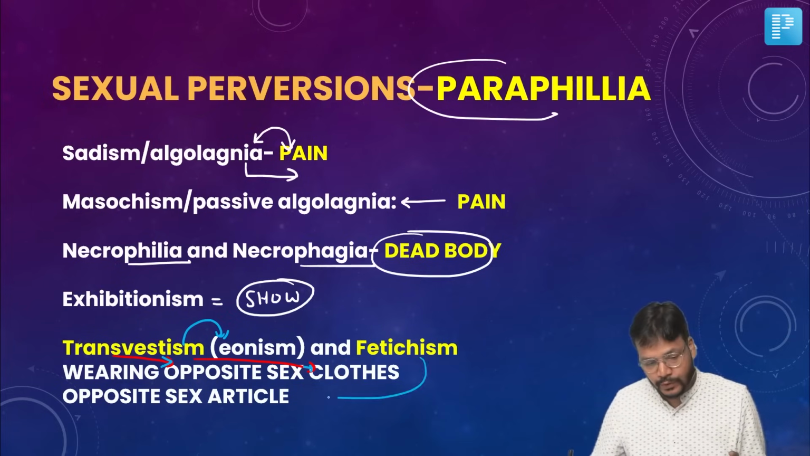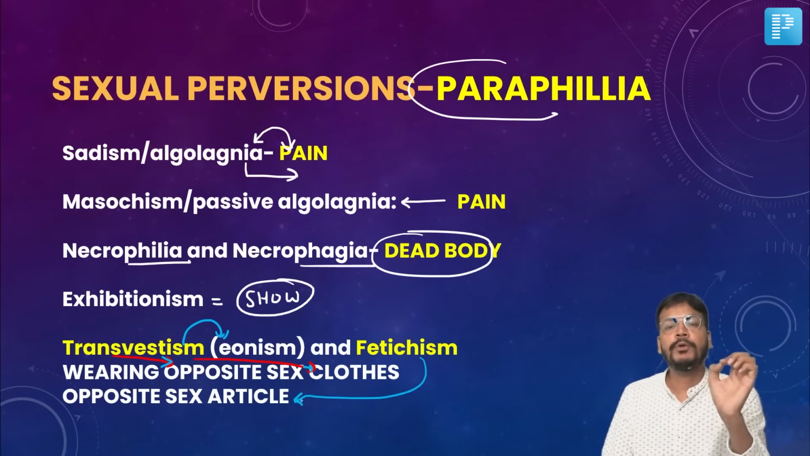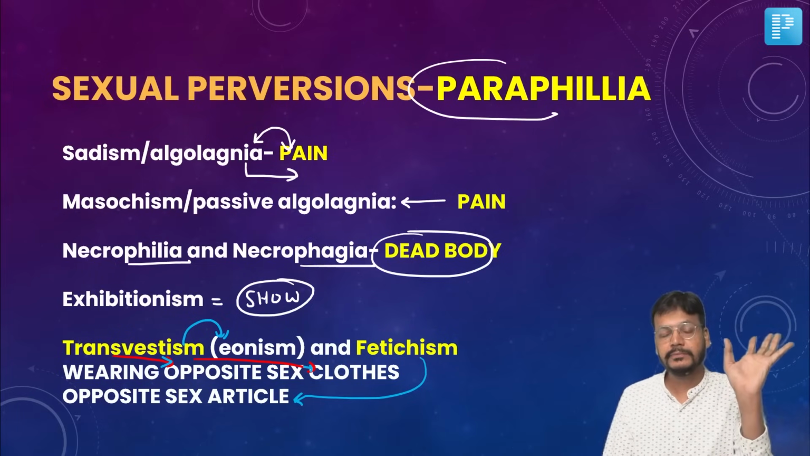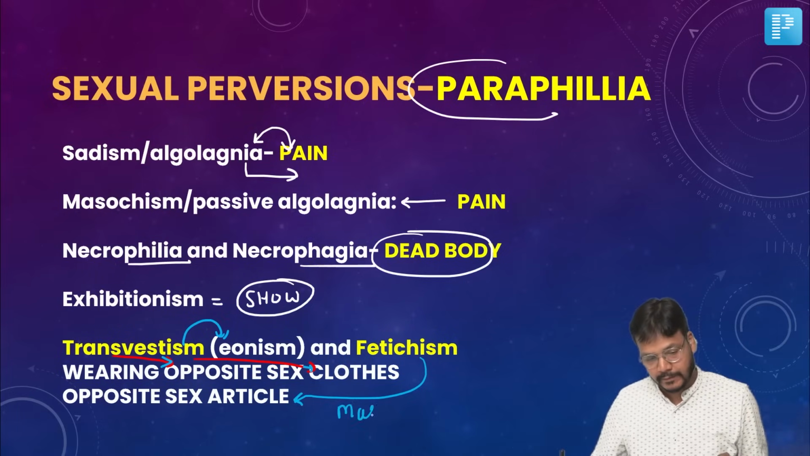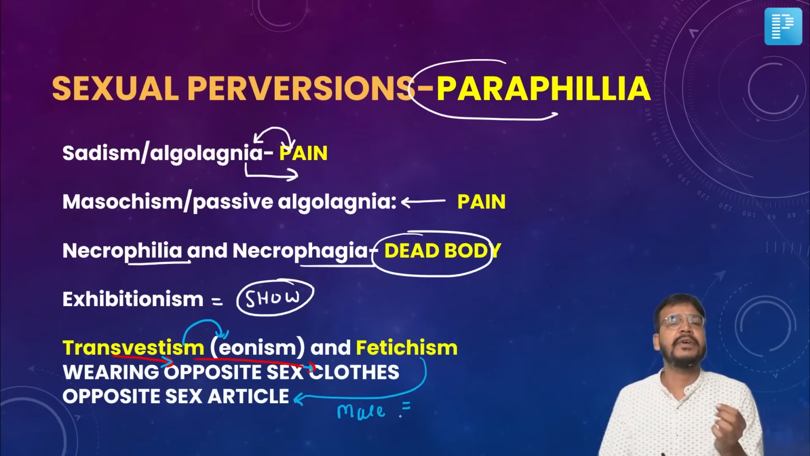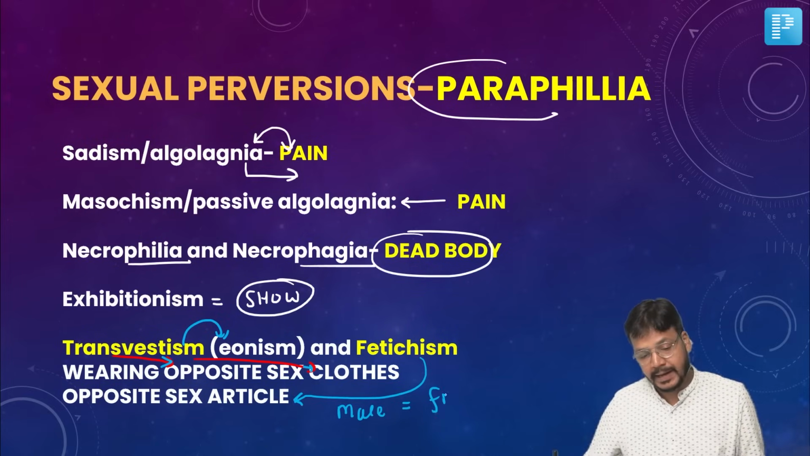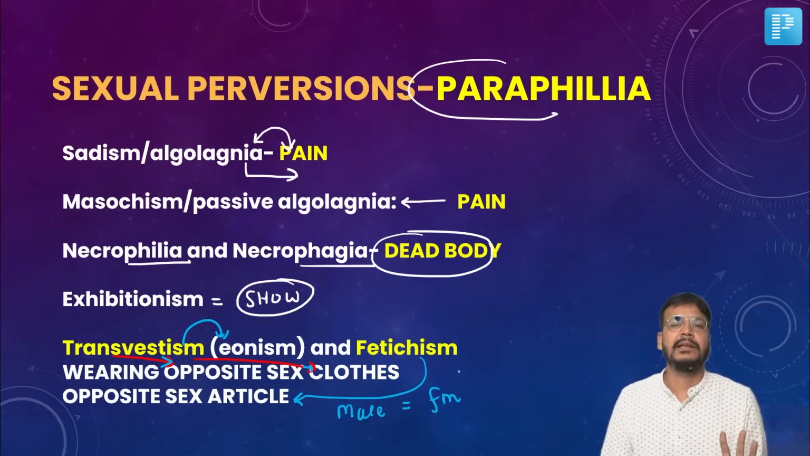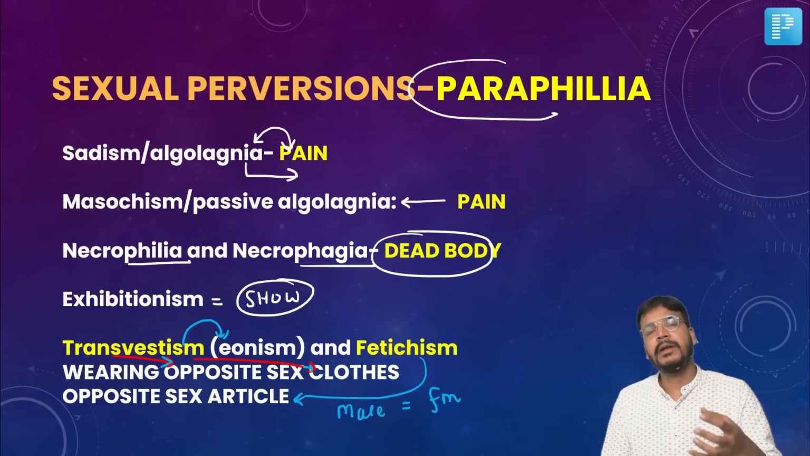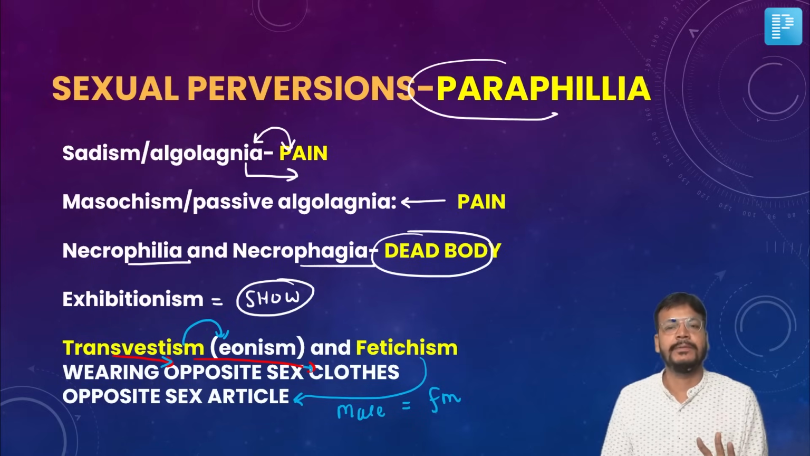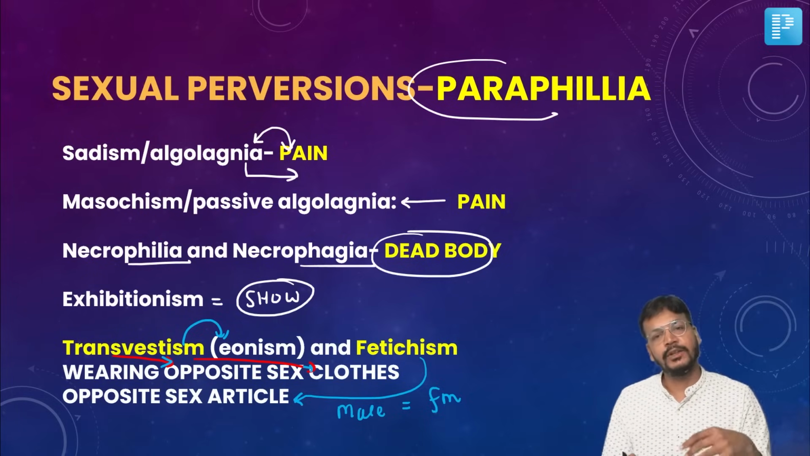But sir, if you are satisfied by an opposite sex article, for example, if a male is satisfied with any female article, like a male got a panty of a female, a bra of a female, that is fetishism. Doctor sahab, remember it like this: a male got some torn item of a female and became happy with it, fetishism. It is an article.